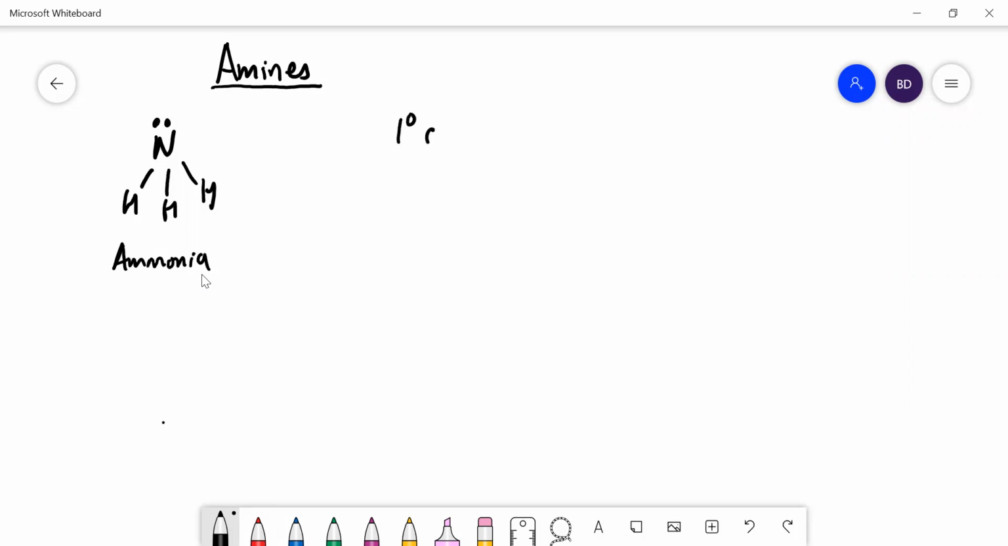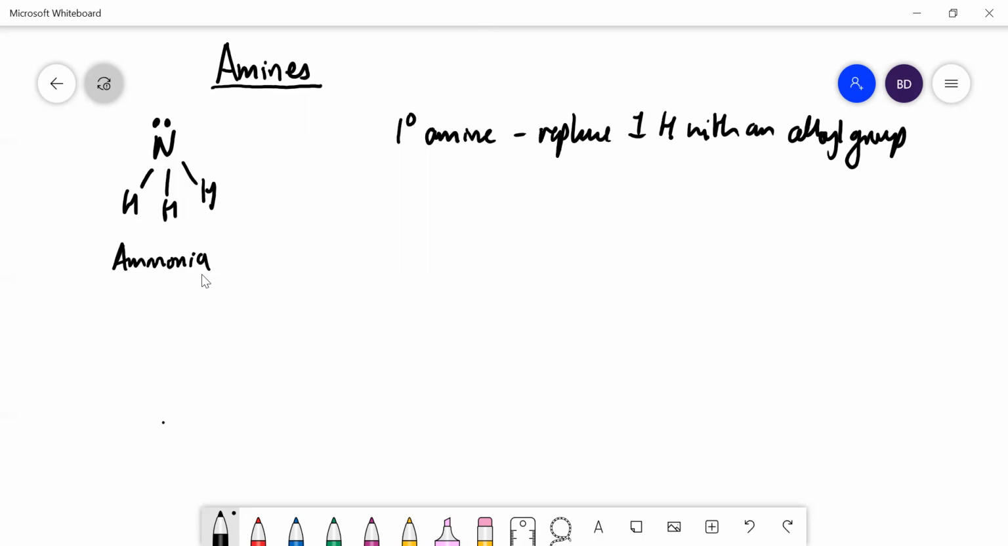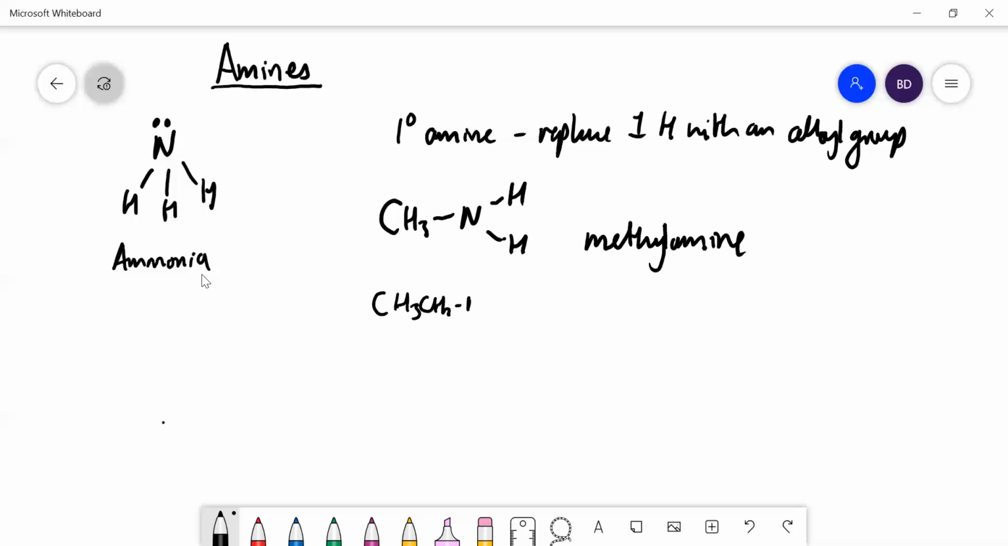So a primary amine is when you replace one hydrogen on ammonia with an alkyl group. For example, the simplest amine is going to be methylamine. So you've got CH3, that's a primary amine, methylamine. You could have ethylamine, that would be the next simplest one, and so on. In a primary amine, you've only replaced one hydrogen, so you have the NH2 group.